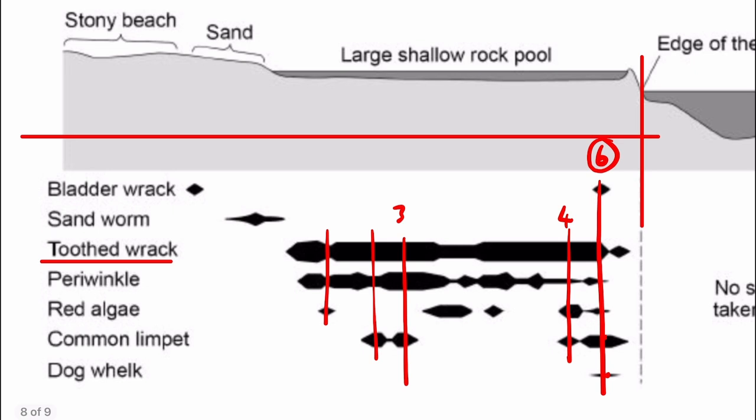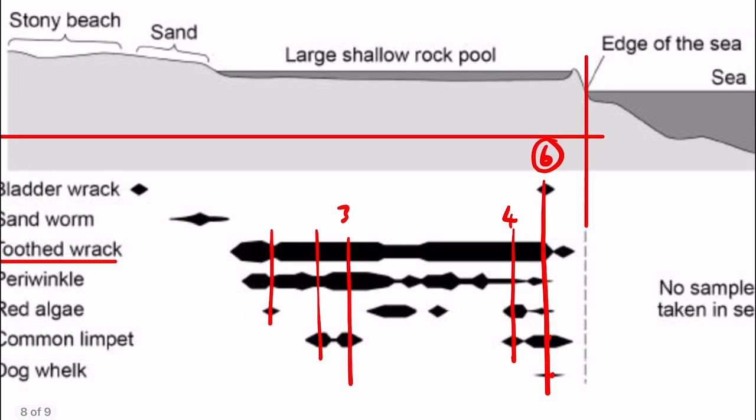Where is it? It's at the edge of the shallow rock pool. So the greatest biodiversity is at, and you need to say the edge because it's not in the middle of it, it's at the edge of the shallow rock pool.